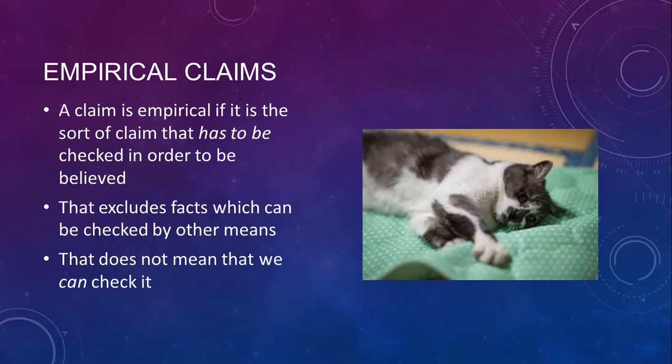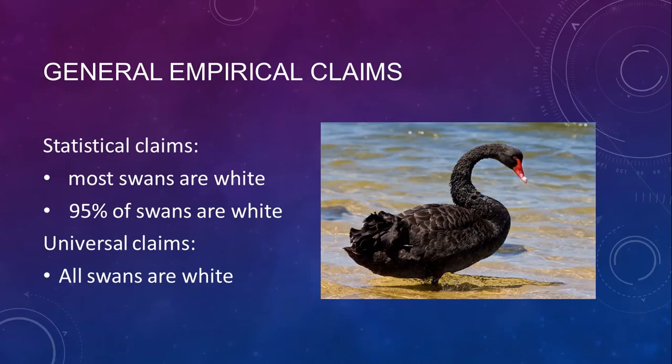Okay, good. So I want to make a distinction between two types of general empirical claims. You can have a very specific empirical claim, like the cat is on the mat. That's a claim about exactly one scenario, like a cat and a mat and on. But we can also make general empirical claims, and these are trickier to establish. We can distinguish statistical claims from universal claims. The statistical claim would be something like most swans are white, or 95% of swans are white. The universal claim would be all swans are white.